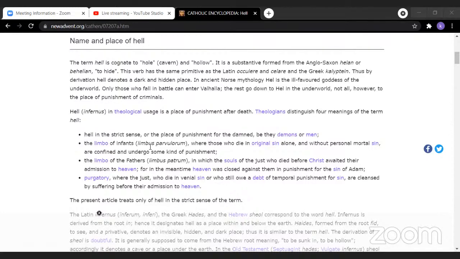The limbo of infants, where those who die in original sin alone and without personal mortal sin are confined and undergo some kind of punishment. The limbo of fathers, in which the souls of just who died before Christ awaited their admission to heaven. For in the meantime, heaven was closed against them in punishment for the sin of Adam. And purgatory, where the just who die in venial sin or who still owe a debt of temporal punishment for sin are cleansed by suffering before their admission to heaven.